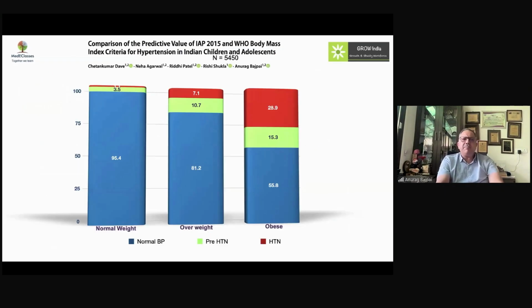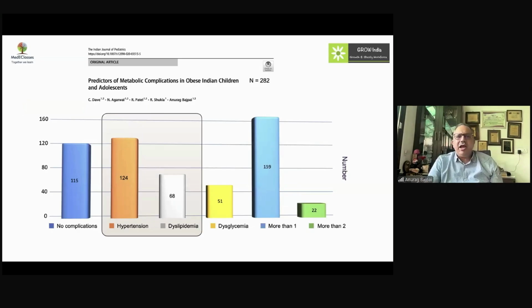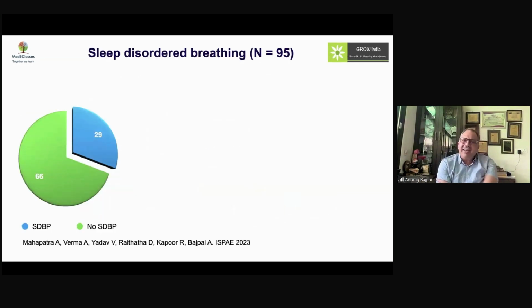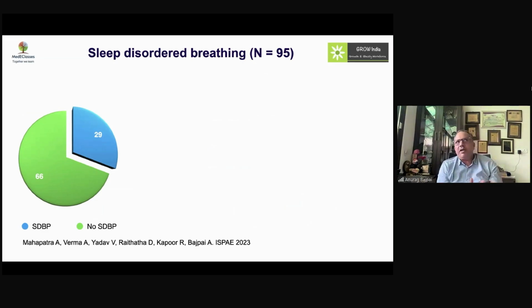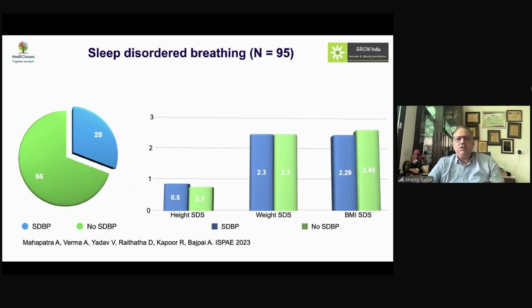Beyond that, there are multiple effects on the heart. We find a significant proportion of hypertension in obese children, and this is something which we need to worry about. So we need to measure blood pressure in every child with obesity who comes to the clinic. There is an increased prevalence of sleep disordered breathing, and this is something which we know from adults has significant implications in terms of their outcome. Individuals who have sleep disordered breathing have a higher prevalence of steatohepatitis, which we need to worry about.